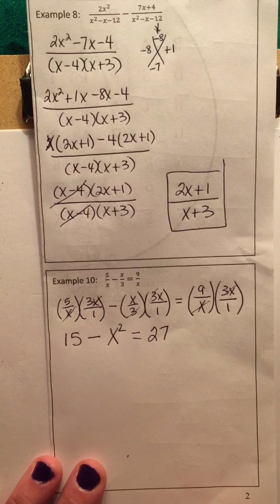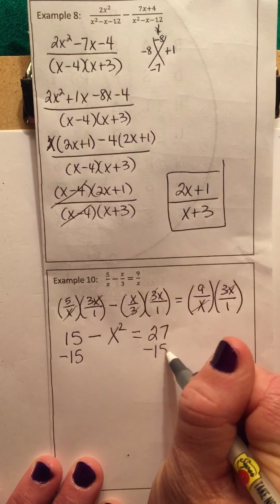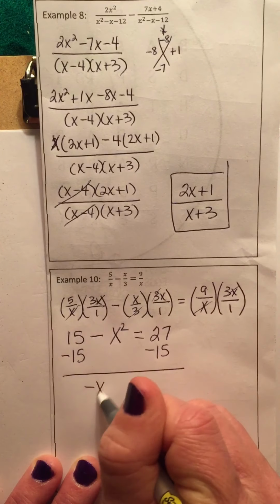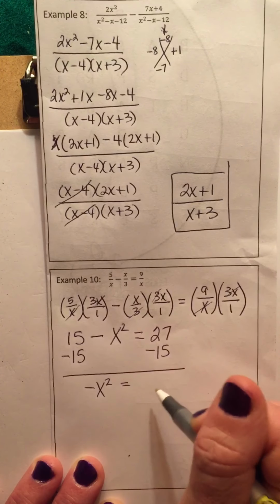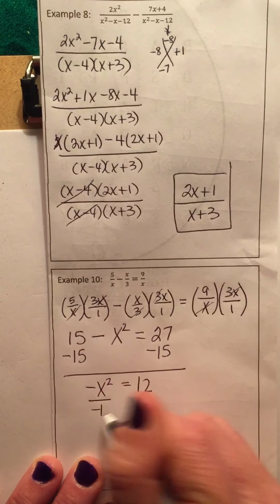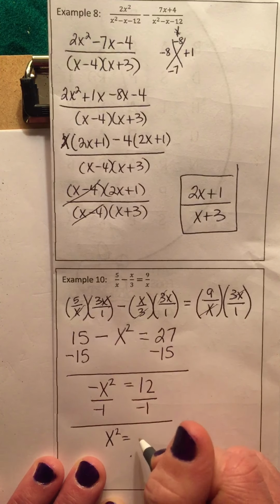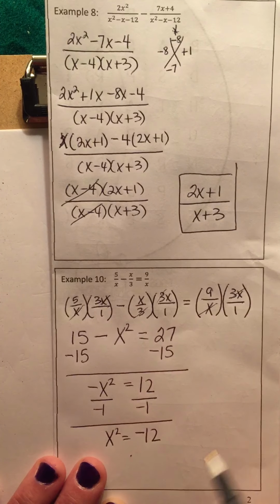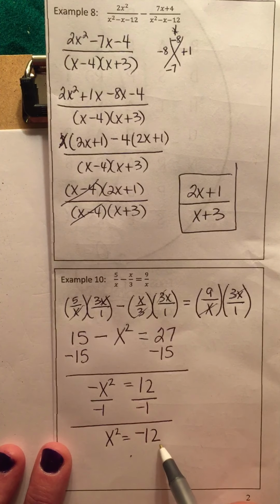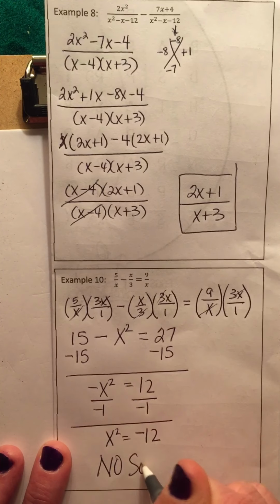We're trying to find out what x equals here. Subtract 15 from both sides. Negative x squared equals 12. Divide by negative 1 on both sides. We get x squared equals negative 12. When we square a number, we are never going to get a negative answer. No solution.